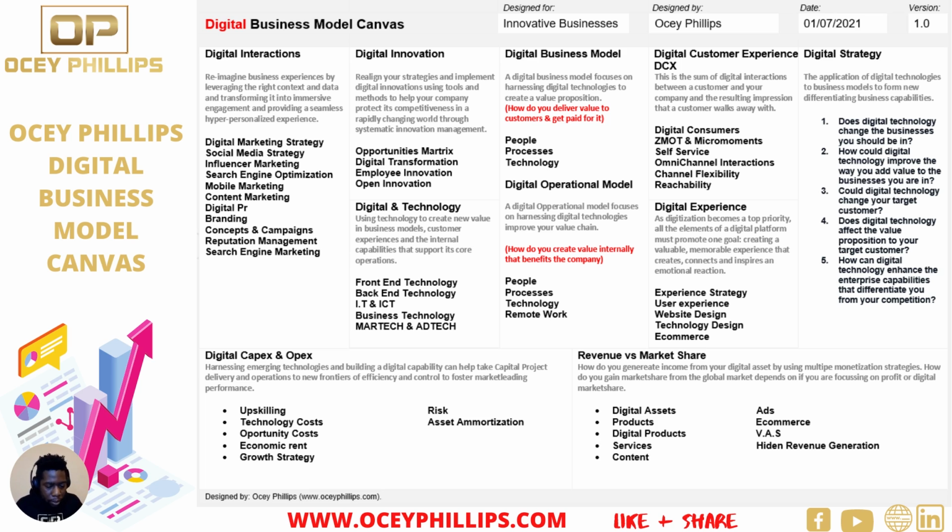So basically, harnessing emerging technologies and building a digital capability could help take capital project delivery and operations to a new frontier of efficiency and control to foster market-leading performance. So how do you use your Capex and Opex to foster market-leading performance? A couple of things you have to look into is how you are going to upskill your teams. Human resource is the best resource.